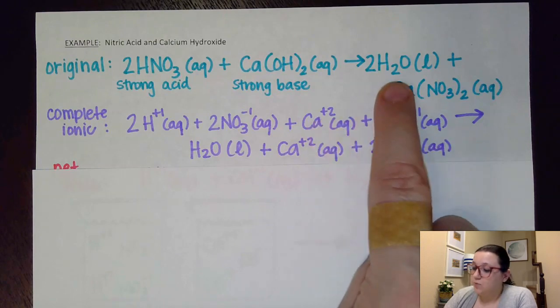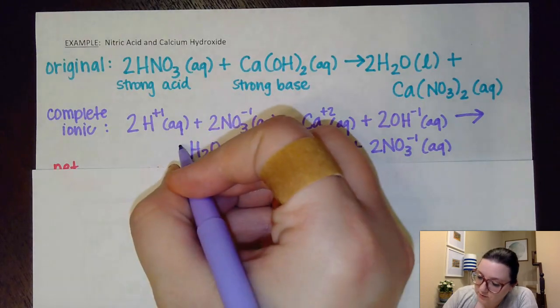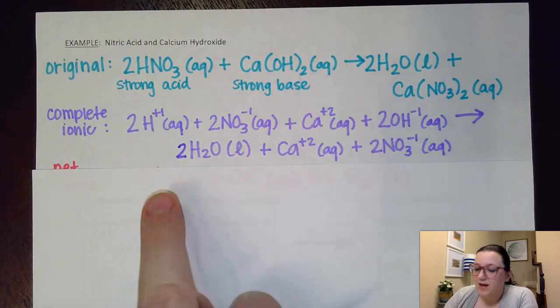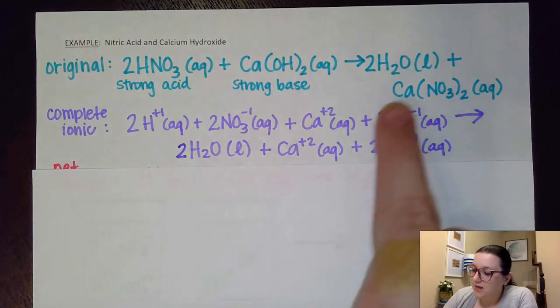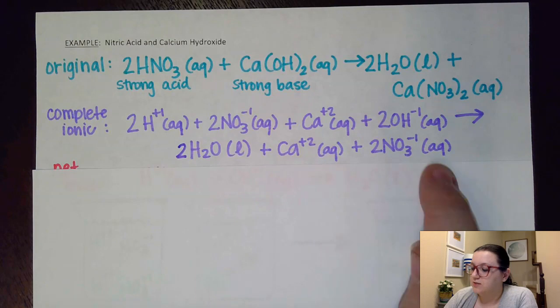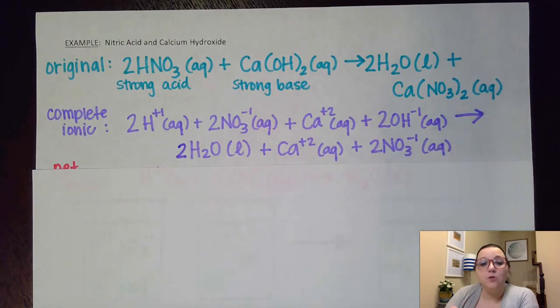And then I said, ooh, that water gets left together. Now I just realized that I forgot my 2 over here that I had up here, and so I would want to make sure to include that. And then I had my calcium and my 2 nitrates being formed from that aqueous solution here. So now look what stayed exactly the same from side to side. Let's pick out those spectator ions.